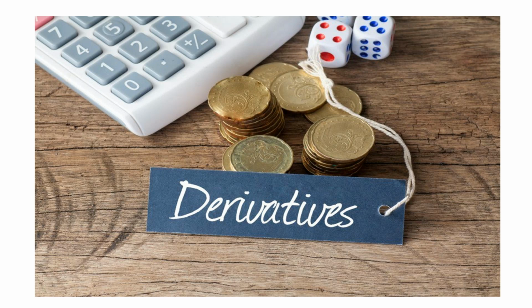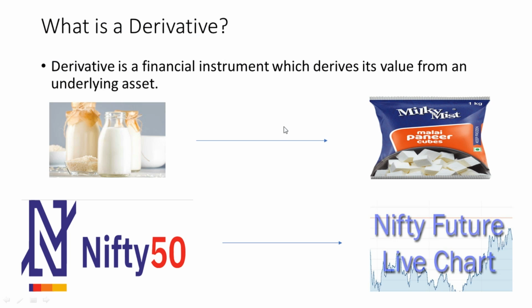So derivative. I don't want to give the definition of the word derivative. So let's quickly jump into the topic with a basic example. Let's take an example of milk and paneer here. We make paneer with milk as an ingredient. So here milk is basically the underlying ingredient and paneer is actually a derivative of milk.